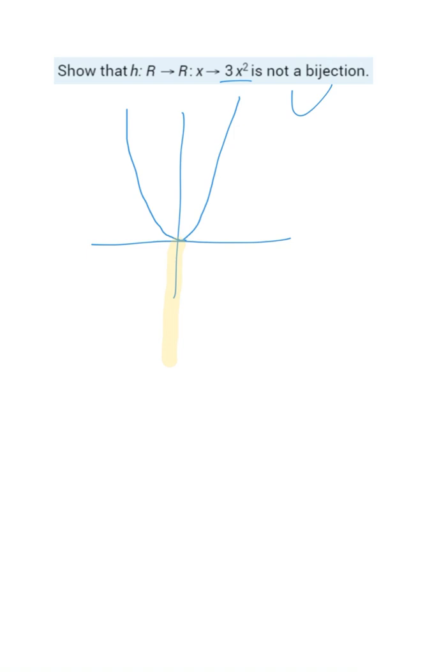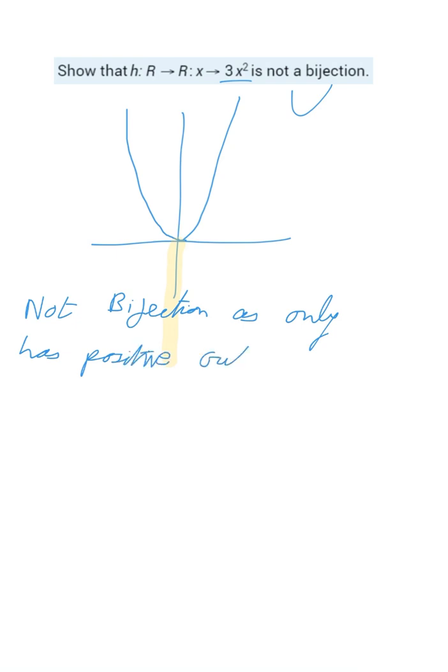So to show that it's not a bijection, I could just say not bijection as it only has positive outputs. Okay, so anything you put in, you'll always have a positive output. So that means all the negative real numbers are not catered for, so that is not a bijection.